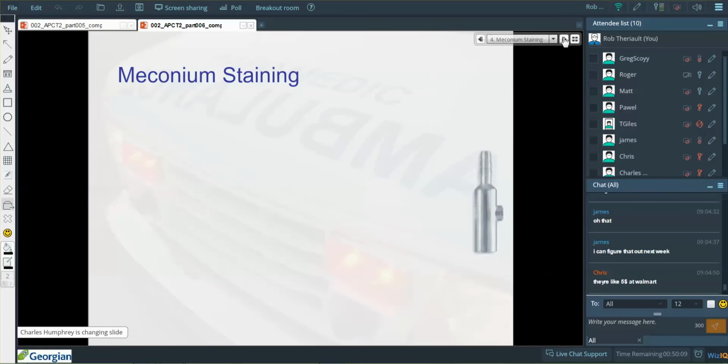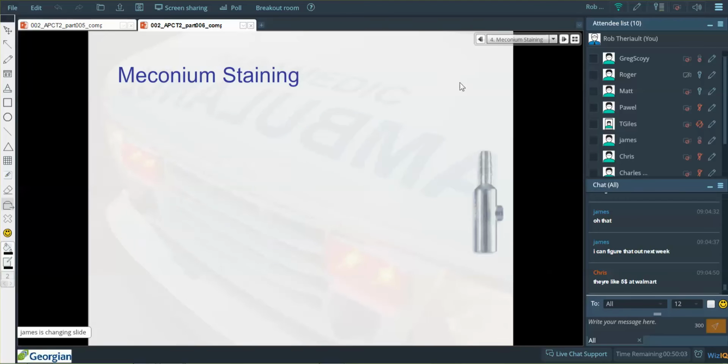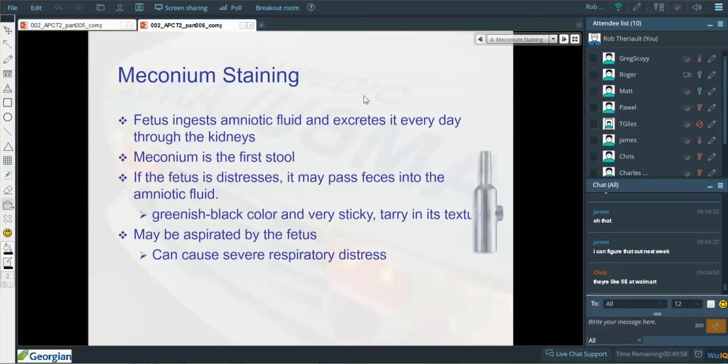So when we see meconium staining, the question is, when do we suction? When do we not suction? So again, the fetus will ingest amniotic fluid and excrete it every day through the kidneys. Meconium is the first stool, and if the fetus is in distress, it may actually defecate in utero, and this results in a greenish-blackish color meconium-stained amniotic fluid, which tends to be very sticky, tarry in texture, and may be aspirated by the fetus, and that can cause significant respiratory distress.